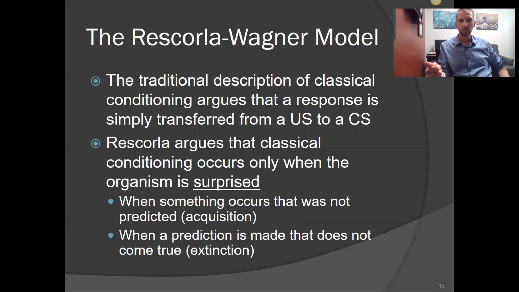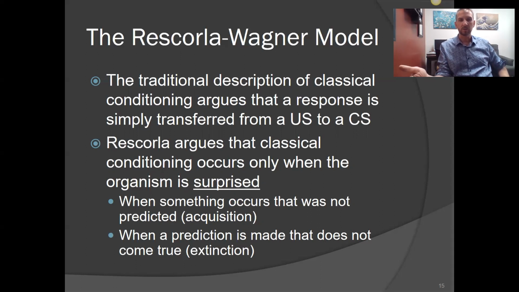So we could be surprised in one of two ways. We could be surprised when something occurs that was not predicted, and that's when we acquire a classical conditioned response. And then we could also be surprised when we make a prediction, but it doesn't actually come true. So for Pavlov, the bell before the food. At first there's a bell, and then the dog is surprised because the food is brought out. That's a condition where the dog is learning.